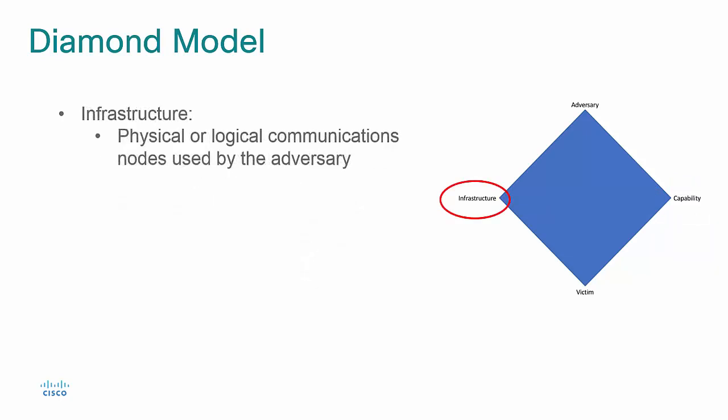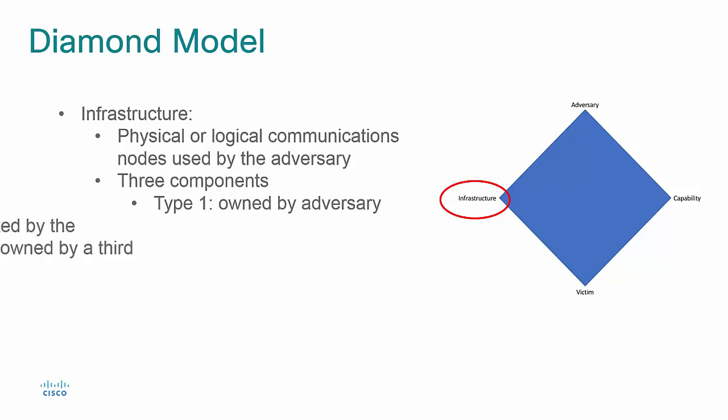Infrastructure is the physical or logical communications nodes that the adversary uses to establish and maintain command and control over their capabilities. The most common infrastructure includes the Internet, but other nodes such as USB sticks can also be used. Infrastructure is broken into three components. Type 1 infrastructure is owned by the adversary, they own it and they have control over it.